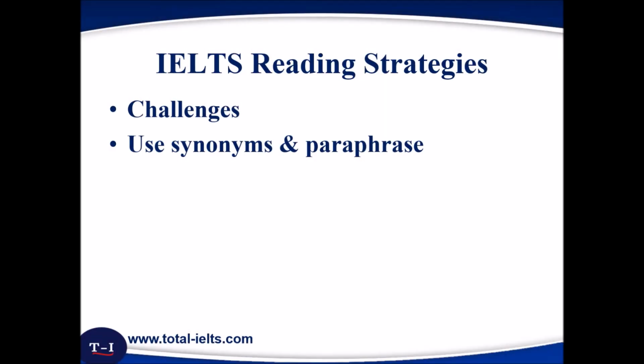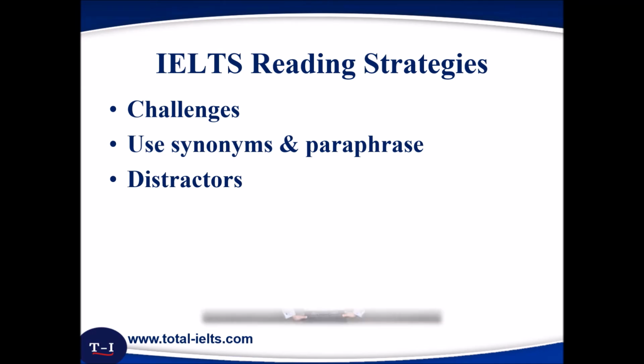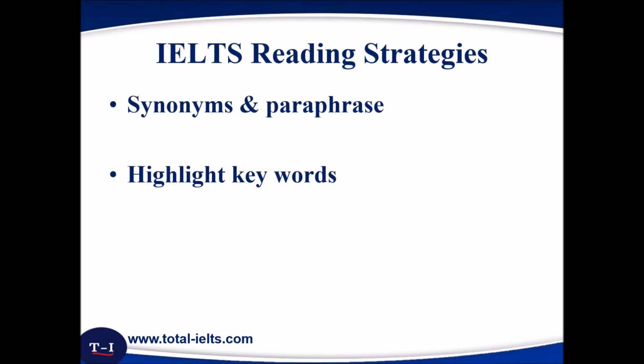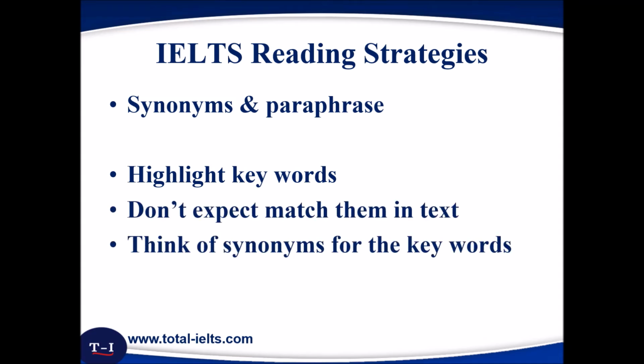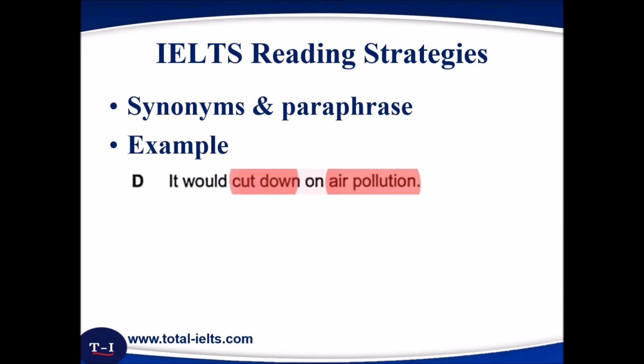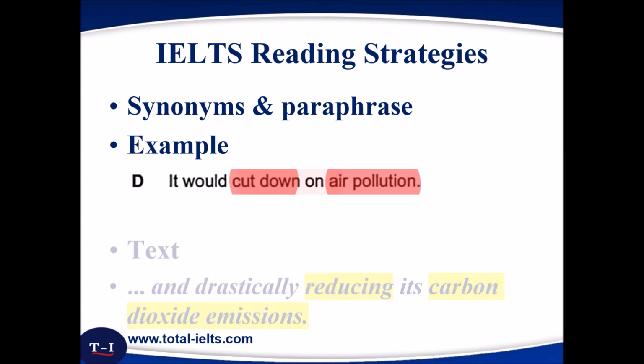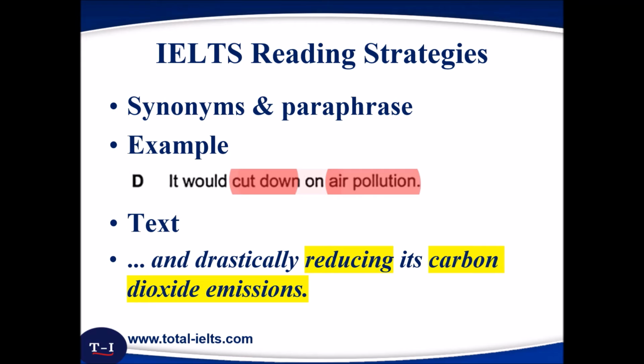Other challenges involve the use of synonyms and paraphrase and distractors. For synonyms and paraphrase, when you read the question and the list of options, highlight the key words, but don't expect to match them in the text. Instead, think of synonyms for these key words. Here, for example, option D says it would cut down on air pollution, and the text says drastically reducing its carbon dioxide emissions. So a synonym for cut down is reduce, and actually an example of air pollution is carbon dioxide emissions.